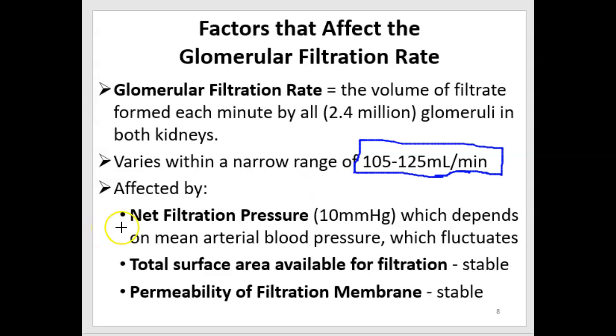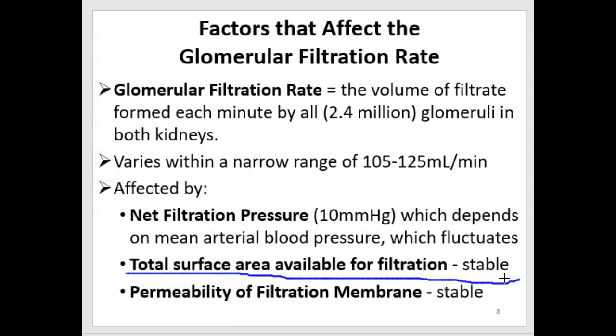And it depends, of course, on what is this net filtration pressure. Is it going to stay at this 10 millimeters of mercury? And it assumes that there's a stable surface area for filtration, meaning both kidneys are healthy, all the nephrons are healthy, etc., blood flow's good. And it depends on the permeability of the filtration membrane, which will take into account capillaries, basement membrane, as well as that visceral layer of Bowman's capsule.